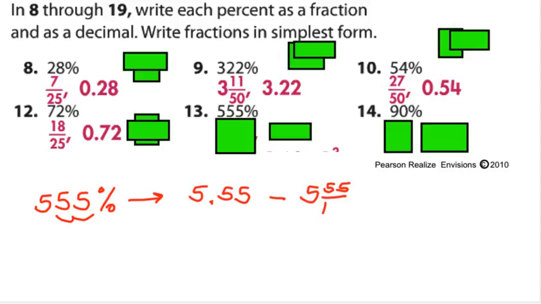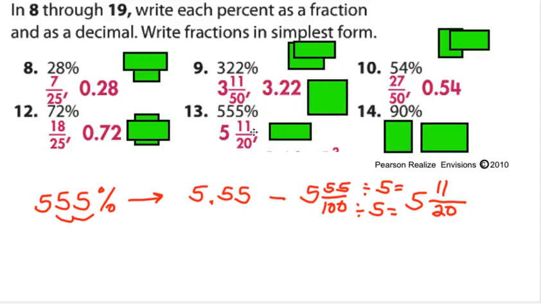And of course, we're going to want to simplify our fraction, so we're going to divide by the greatest common factor of 5. 55 divided by 5 is 11, and 100 divided by 5 is 20, and then we bring over our 5, so we will have 5 and 11/20. And the Pearson people tell us that we will have 5 and 11/20 and 5 and 55 hundredths.